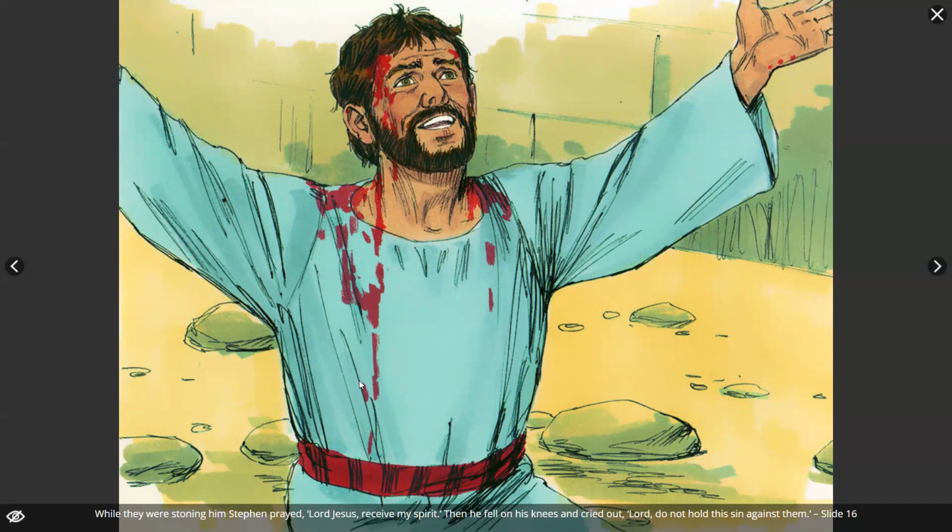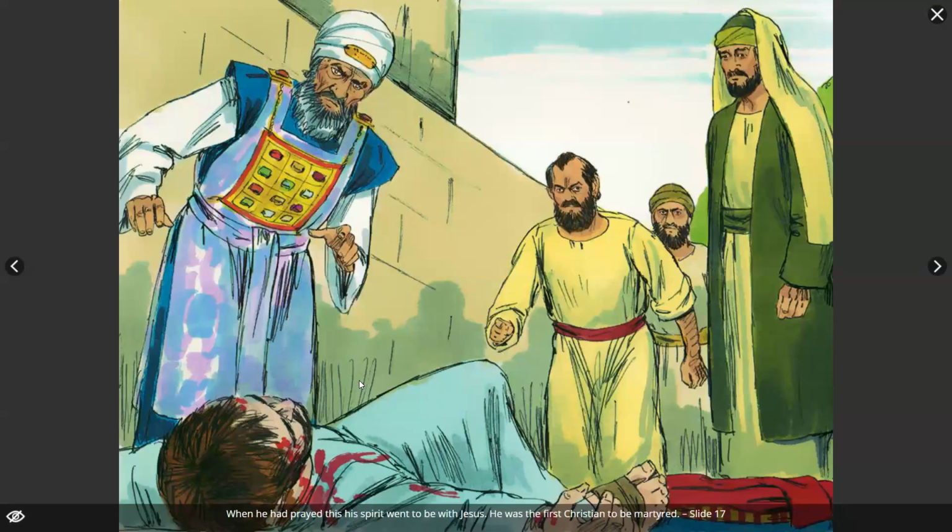It's the same thing Jesus said when he was on the cross. He prayed that God would not lay the charge on them. Father, forgive them, for they know not what they do. That's what he said. When Stephen had prayed this, his spirit went. So when he had prayed this, he died. And he was the first Christian to be martyred. Some people say, I mean, besides Jesus, obviously, he was the first one.